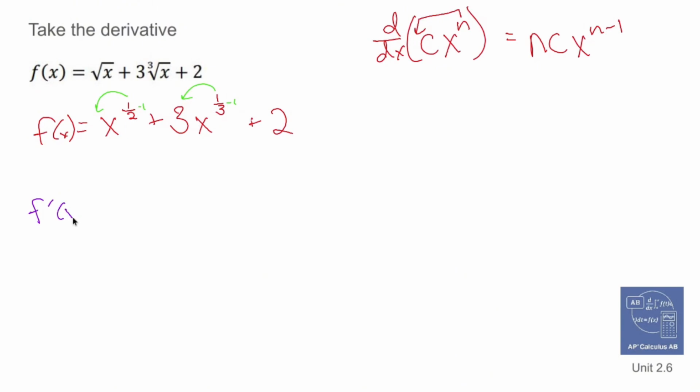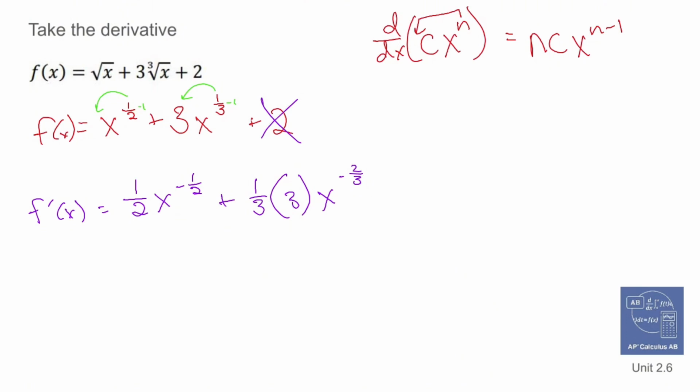So f prime of x is going to be 1/2 x to the 1/2 minus 1 is negative 1/2. Now we're going to bring down the 1/3, so plus 1/3 times the 3 that's already there. x to the 1/3 minus 1 is negative 2/3. Now, the derivative of a constant number disappears, goes away, gone, donezo. So that makes life easier.